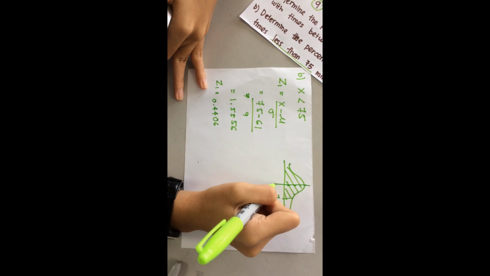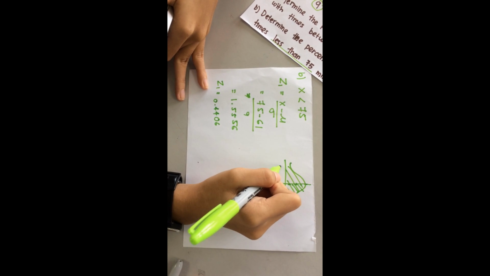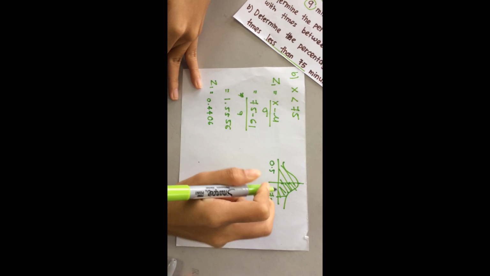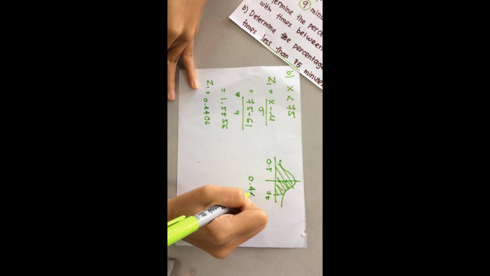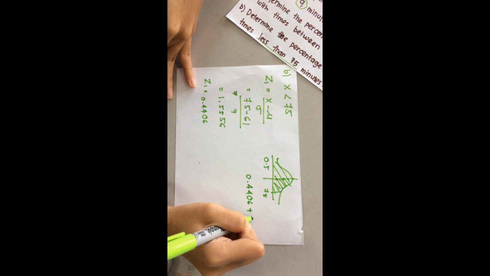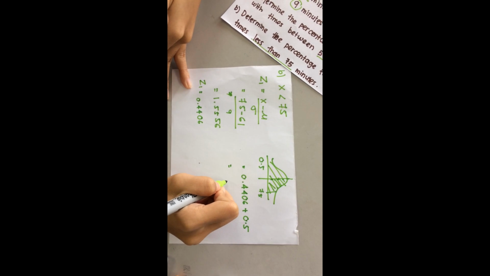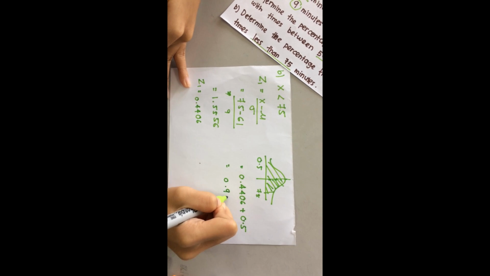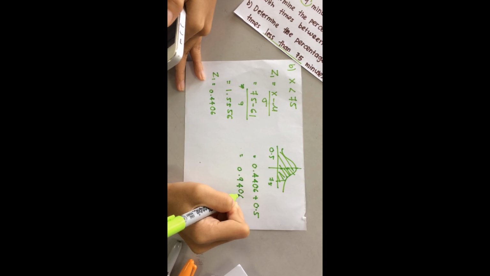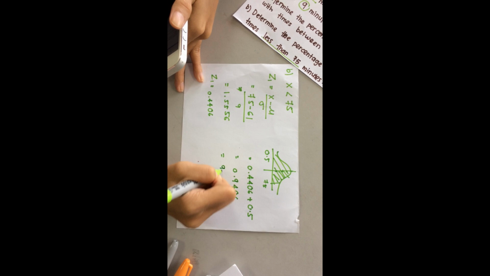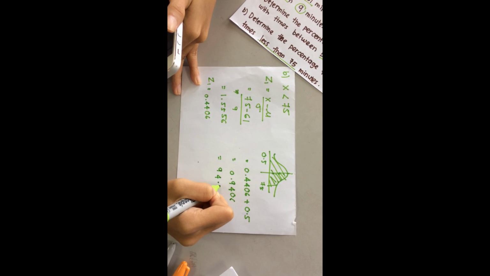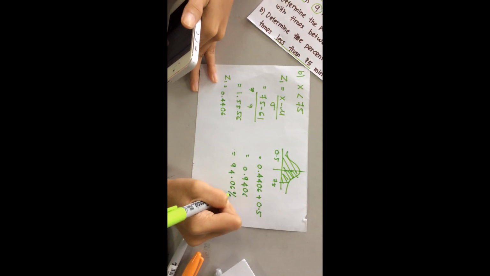0.4406 means just in here. So the total of this Z is 0.5. So we need to add 0.4406 plus 0.5, and we will get 0.9406. So the percentage is 94.06%. So this is the answer to the question.